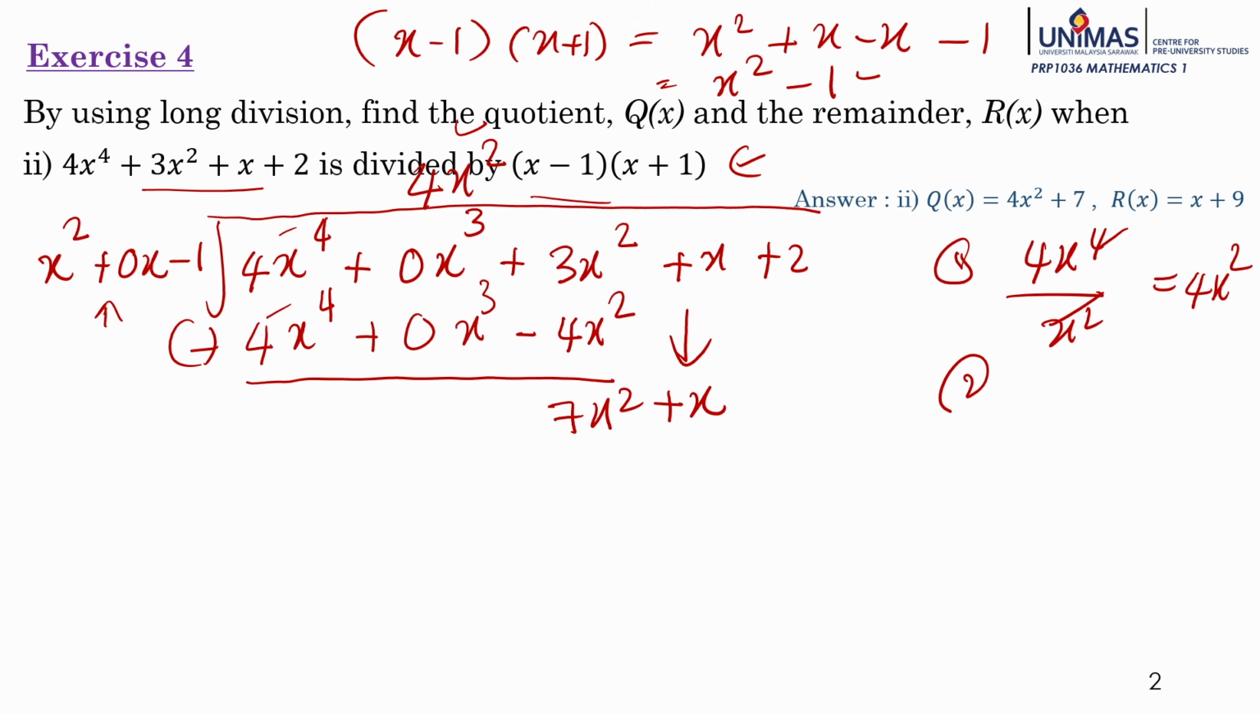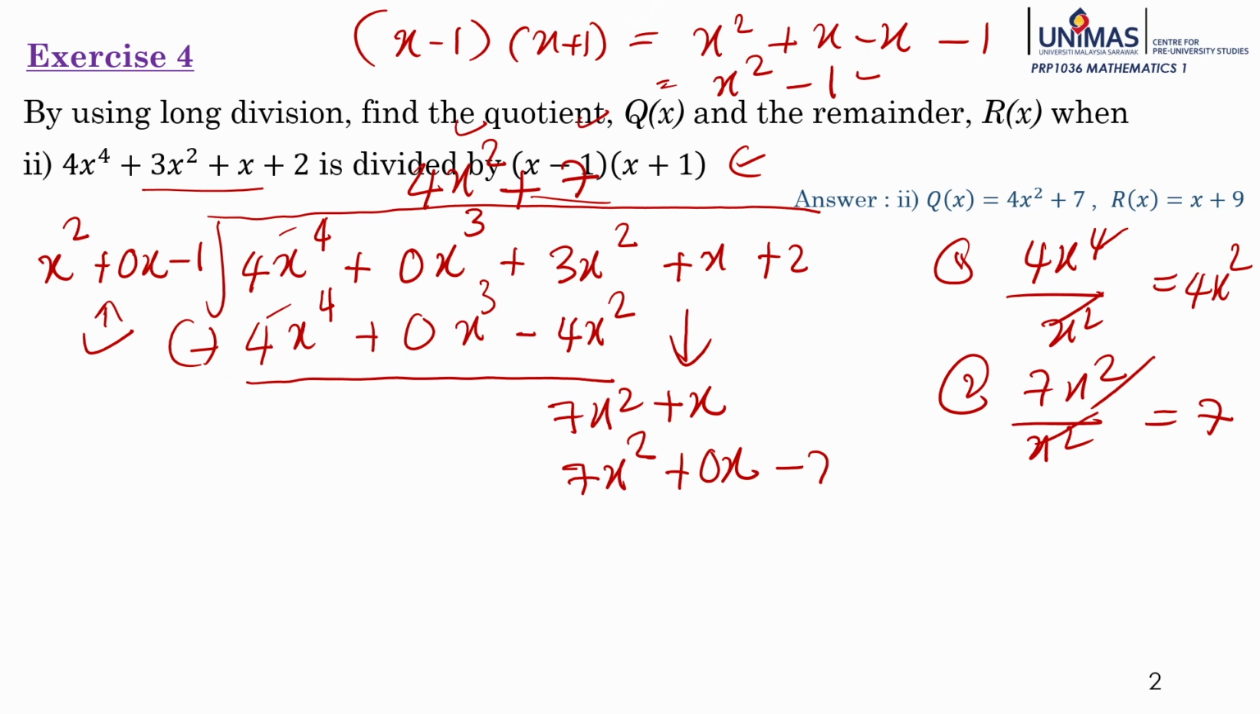And then 7x squared divided by x squared. We simplify, we get 7. So positive, right? So plus 7. So 7 times this one, we get 7x squared plus 0x minus 7. You can see that this one also has a constant, so that means here also we have to put it down. It depends on the question and the situation. So we put down here and then we solve. This one we get 0. x minus 0. Oh, sorry, that means 1, right? 1 minus 0 is 1.